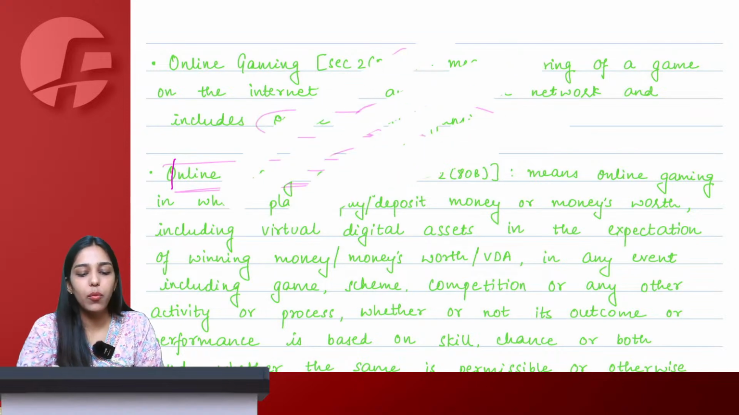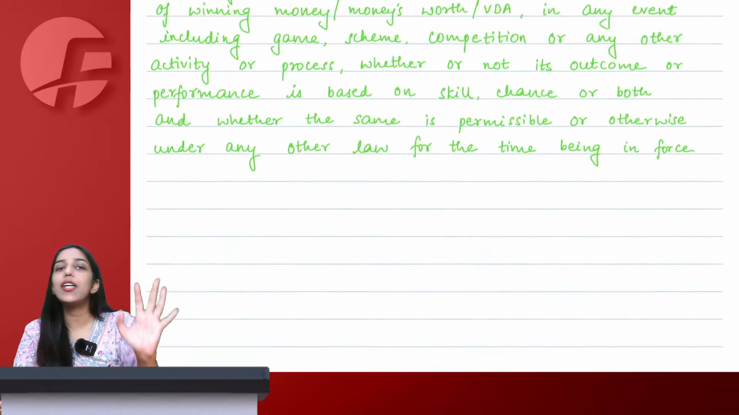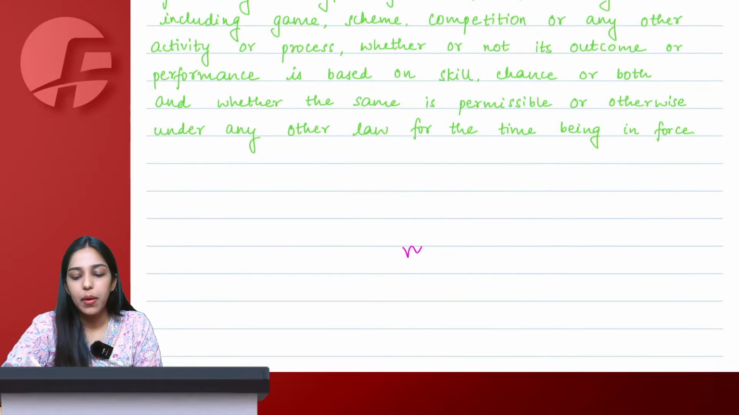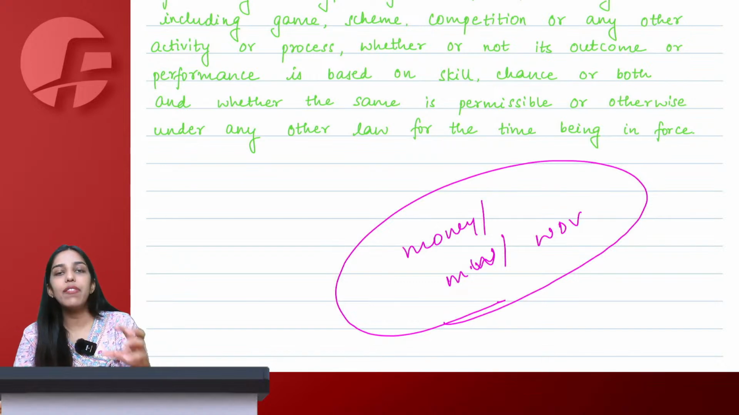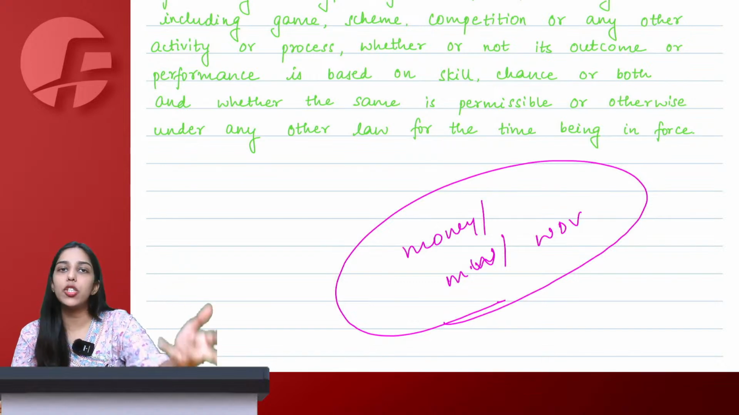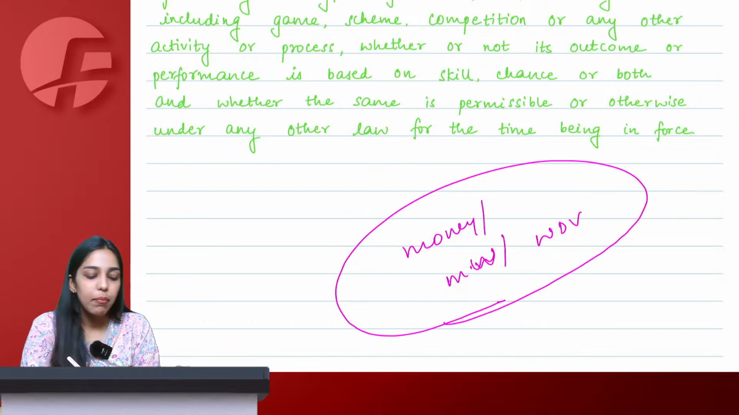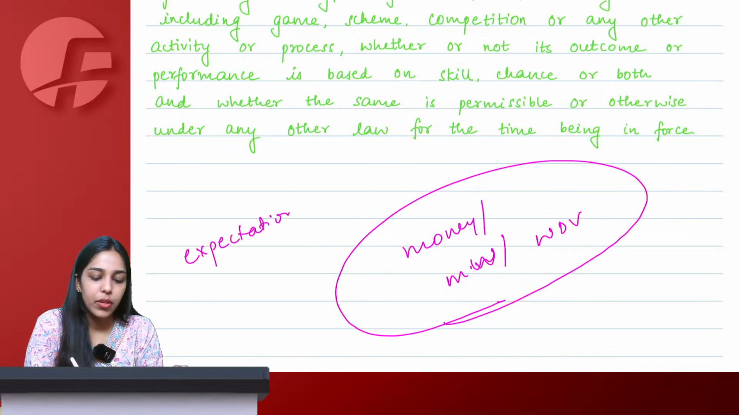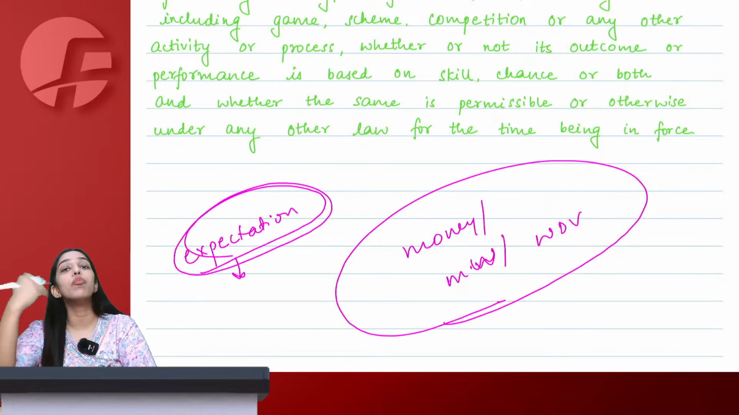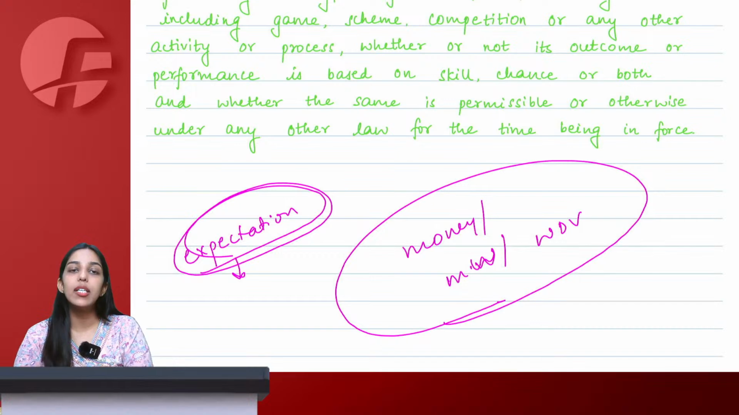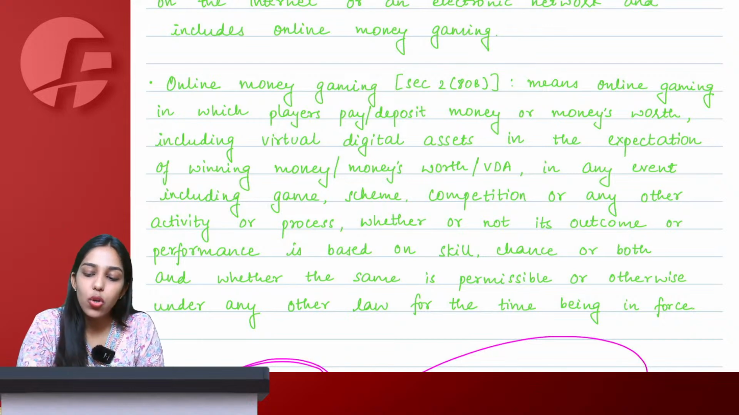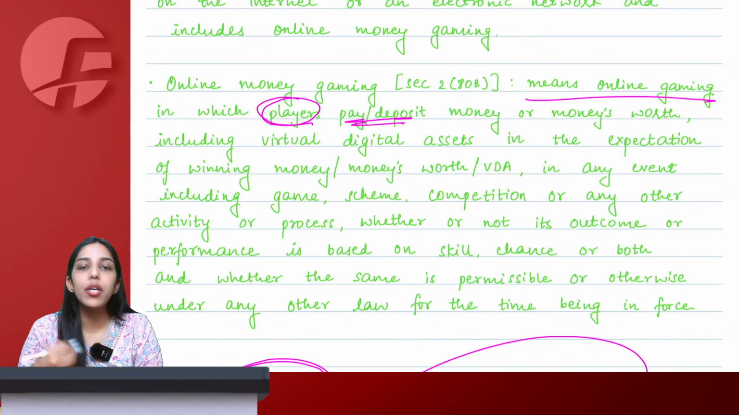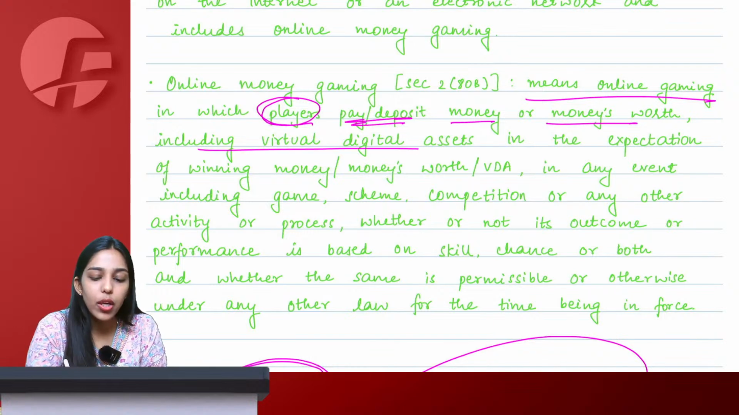To particularly understand what online money gaming is: any kind of game where the player would give money, money's worth or virtual digital asset. Let's say I am playing Dream 11. I will have to deposit something, money, money's worth or virtual digital asset. Why am I doing that? Because I am under an expectation that I will receive more money, money's worth or virtual digital asset than what I have deposited. That is the mechanism of how online money gaming works. So online money gaming means the player would pay or deposit money, money's worth or virtual digital asset.